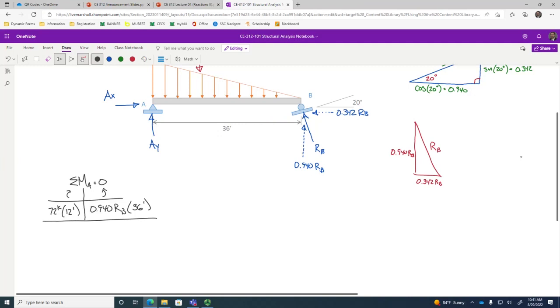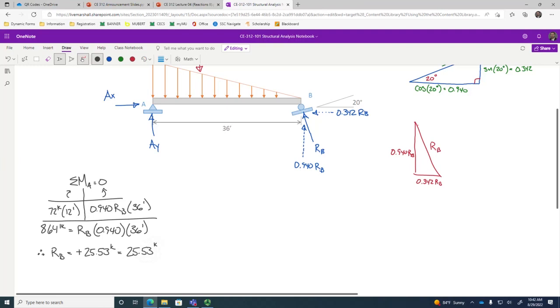So what I'll get is, let's see, 72 times 12, that's 720, 144, 864. Equals RB times 0.940, 36 feet. So therefore, RB is 864 divided by these two quantities. I'm getting something like 25.53. So RB equals 25.53 kips.